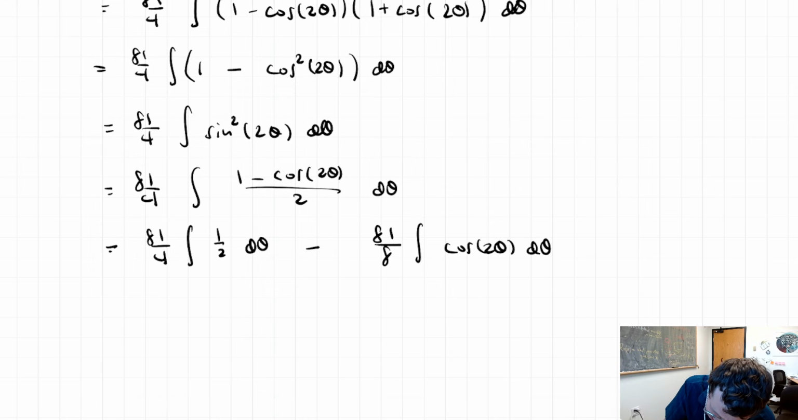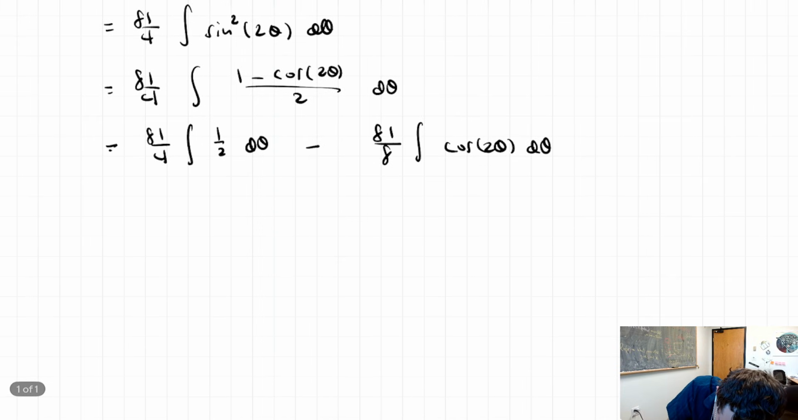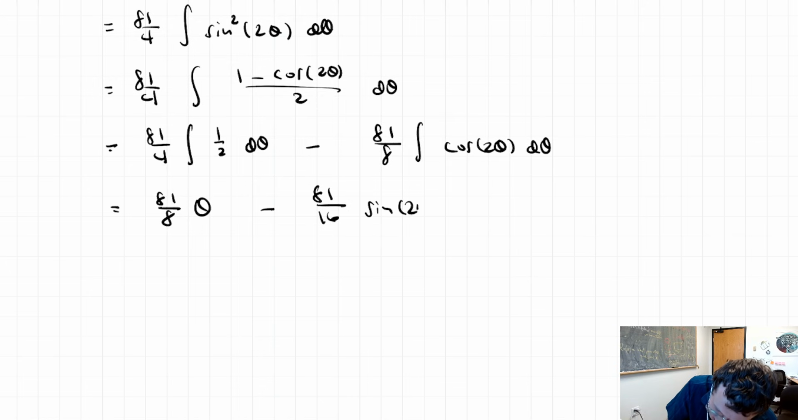Notice the 2 in the denominator, I pulled that outside and combined it with the 4. And we have a minus sign. So I think I've done this all correctly. This is going to be 81/8 times theta. That's it. And this will become 81/16 sine of 2 theta. When you integrate cosine of 2 theta, you get sine of 2 theta, and you also get a 1/2.